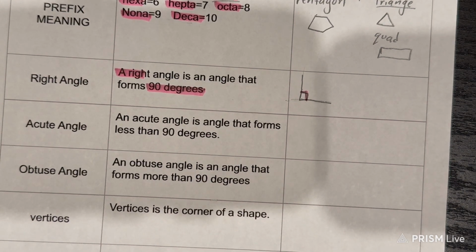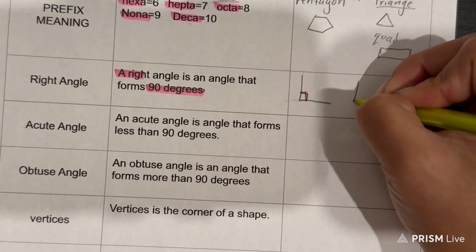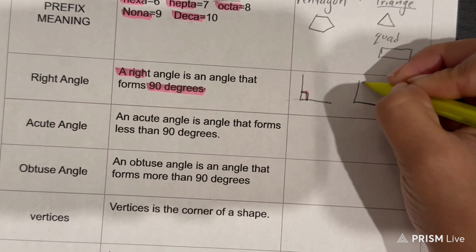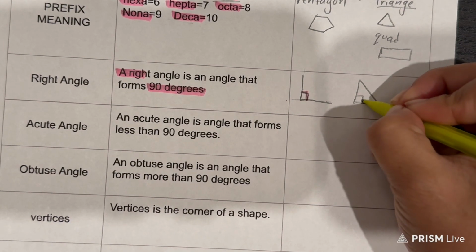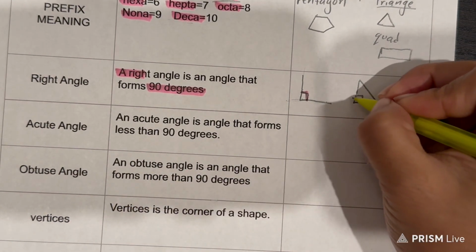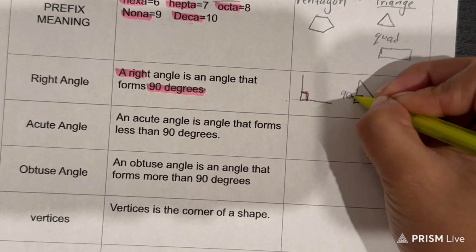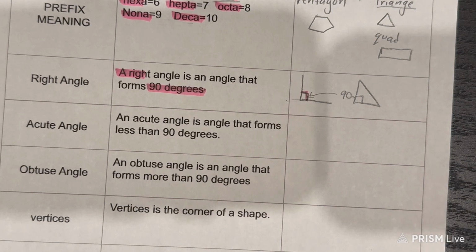So if I want to do a right triangle, the shape would look like this. Okay, make that straight. And this right here has a right angle. That means that this is considered 90 degrees. That's 90, that's 90, right over here. I can even do a right angle for a rectangle.